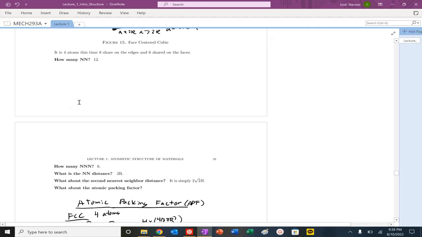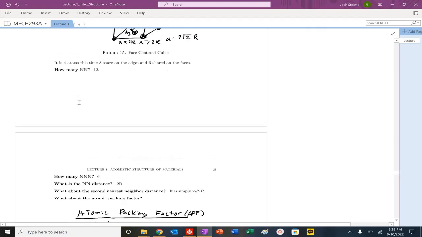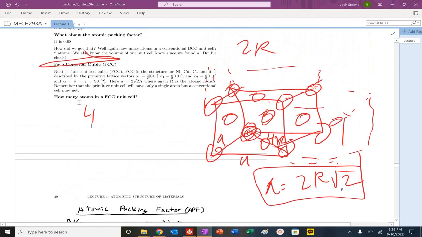And now, second nearest neighbor distance. What about my close packed directions? I see these directions will work, so the 1, 1, 0 direction will be my close packed directions.